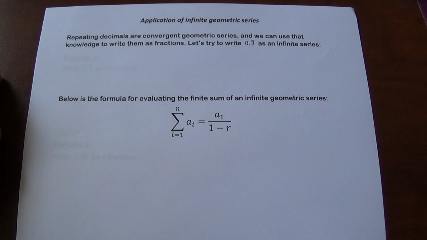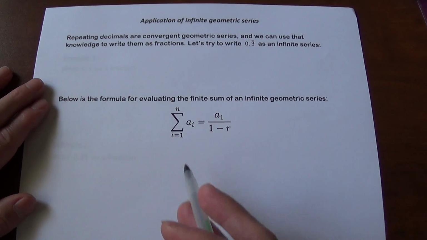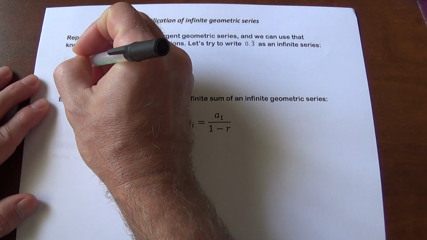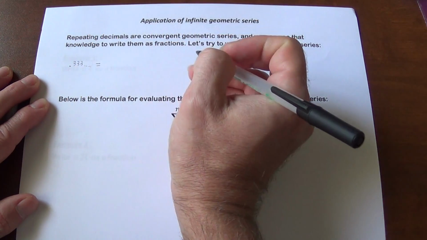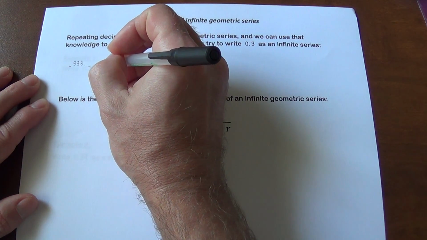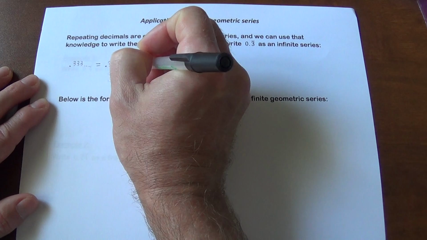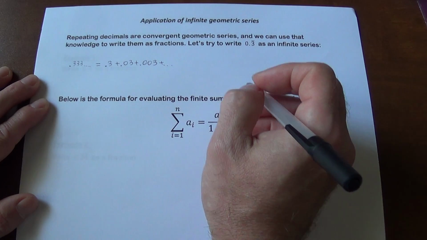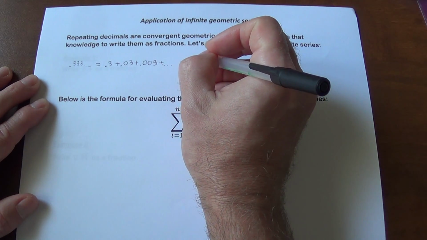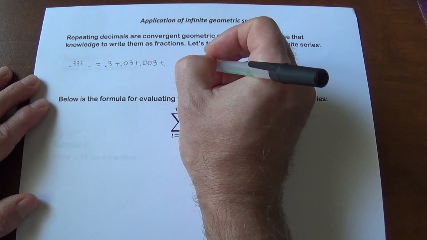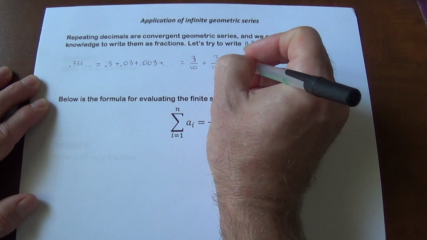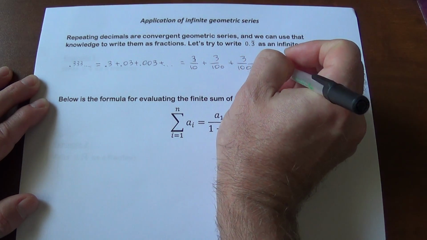Repeating decimals are actually convergent geometric series, and we can use that to write them as fractions. Let's go back to this 0.3 repeating and try to do that. So 0.3 repeating is what? It's 0.333 that keeps on going. You can rewrite that as 0.3 plus 0.03 plus 0.003 and so on and so forth. And if you write each one of them as a fraction, you're going to get 3 tenths plus 3 hundredths plus 3 thousandths plus so on and so forth.